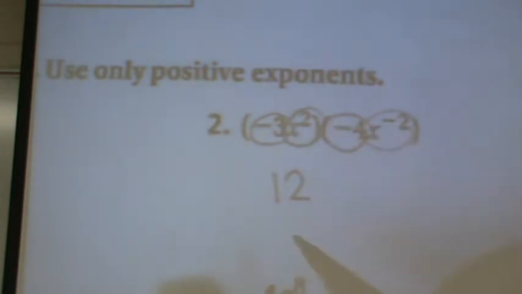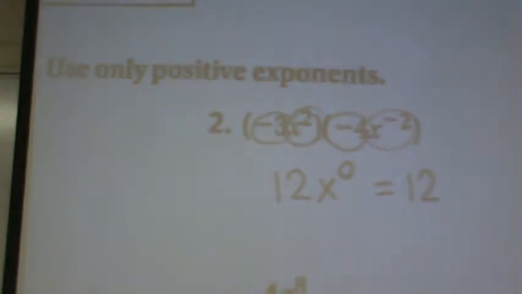you're going to multiply negative 3 times negative 4, which is 12. And these two bases are the same. So you're going to add them. Negative 2 plus 2 is 0. And anything to the 0 power is 1. So it's 12 times x to the 0 power, which is 1.